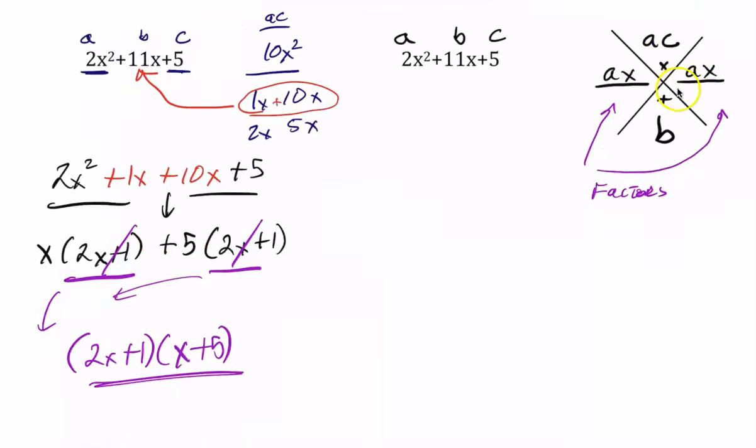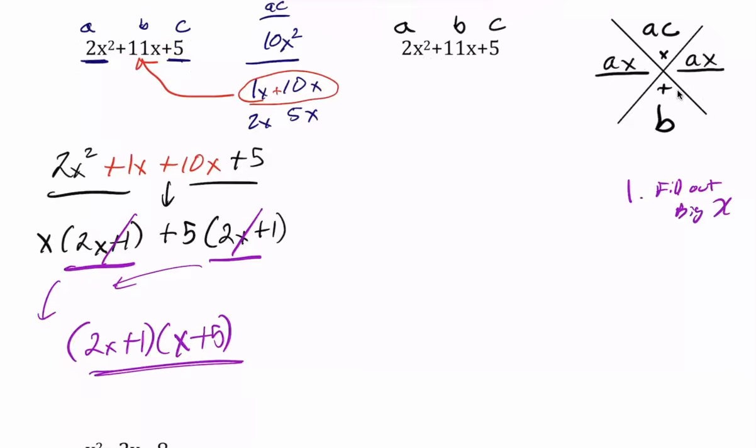So now that we have that squared away, let's talk about the method of doing this. And let me erase this to make a little more space. So one, we're going to fill out the big X. Two, let's find the factors. Three, we're going to reduce. That'll make more sense in a second. And then four, we're going to rewrite.